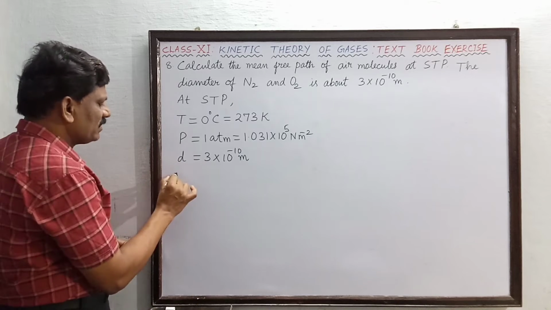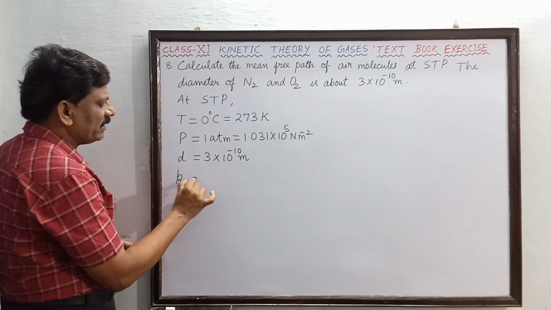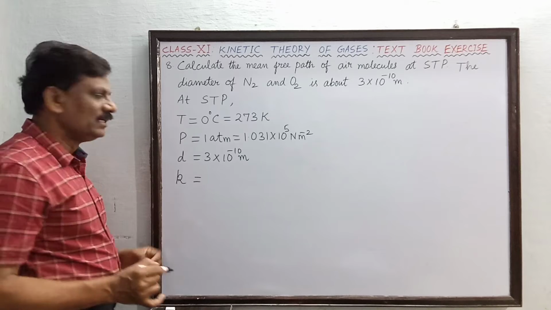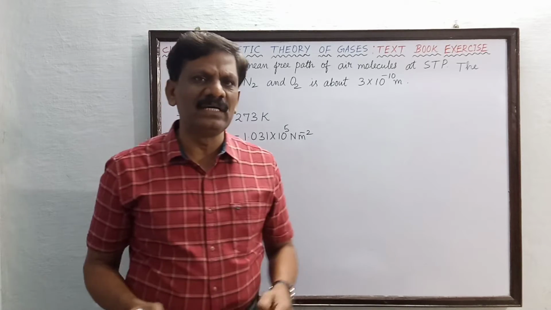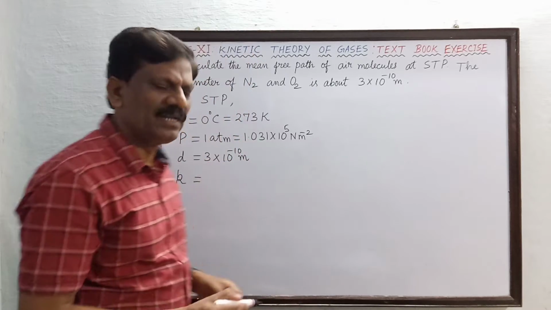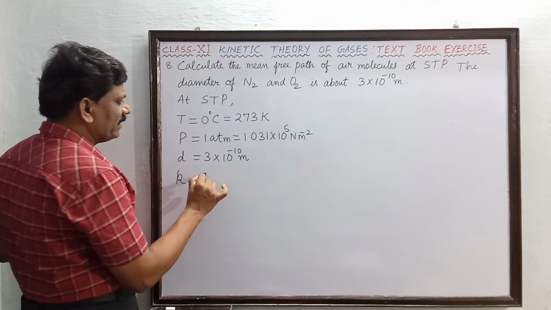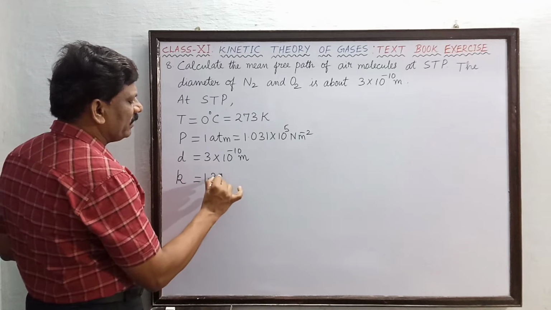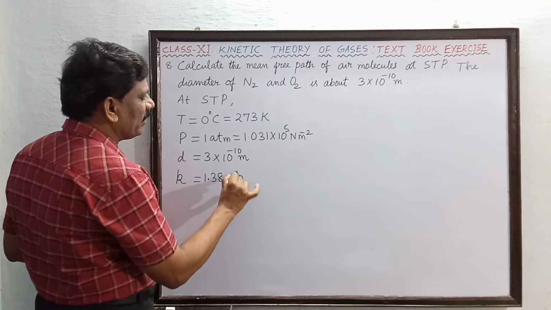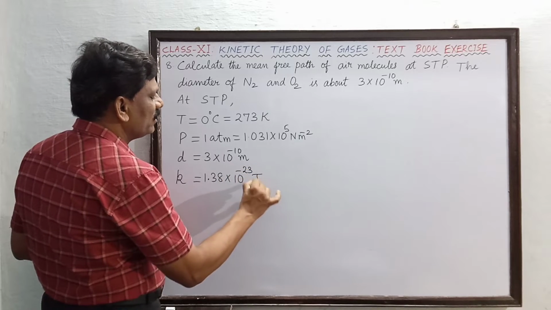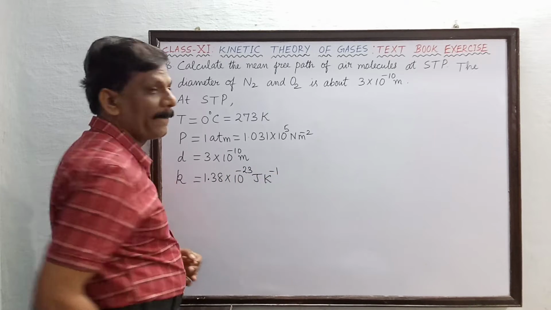Now for this we require the Boltzmann constant. The Boltzmann constant will usually be given in the question paper itself. You need not remember it, but I will write it. So this is equal to 1.38 × 10^-23 joule per Kelvin.